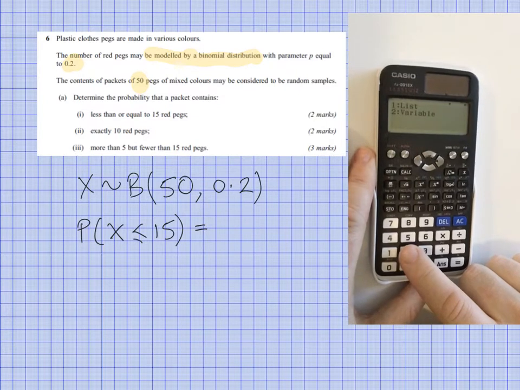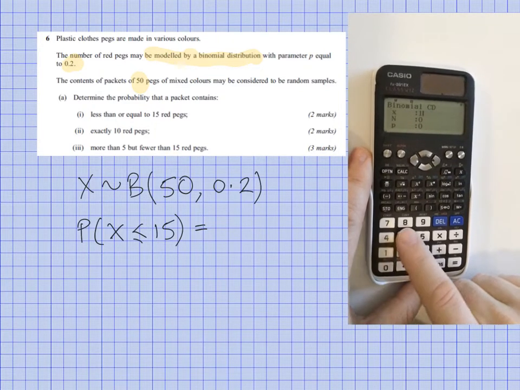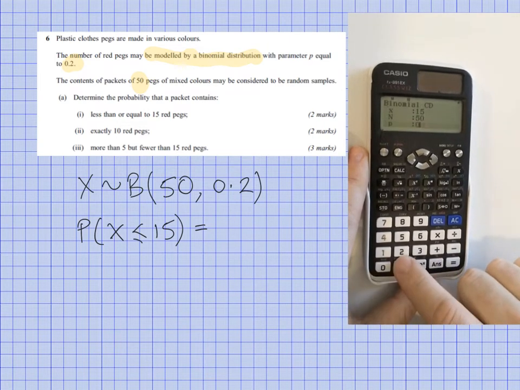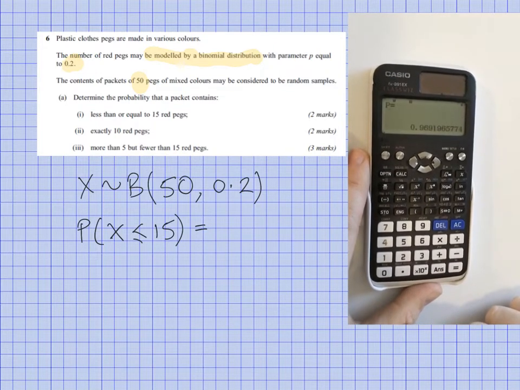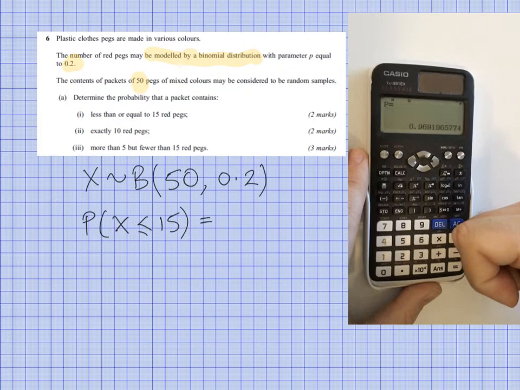So we choose number 2 because we have the number we want. We want it to be less than or equal to 15. That's the x value. Type in 15. N is the number of trials, which is 50. And P is the probability, which is 0.2. Press equals. Calculator does all the work for you. And we have the answer, 0.9692 to 4 significant figures. Okay, so we can get rid of the calculator briefly.